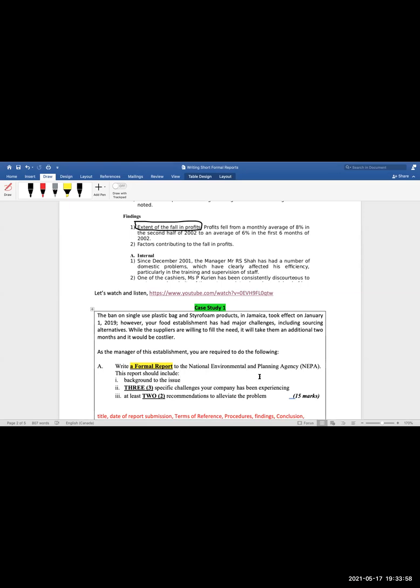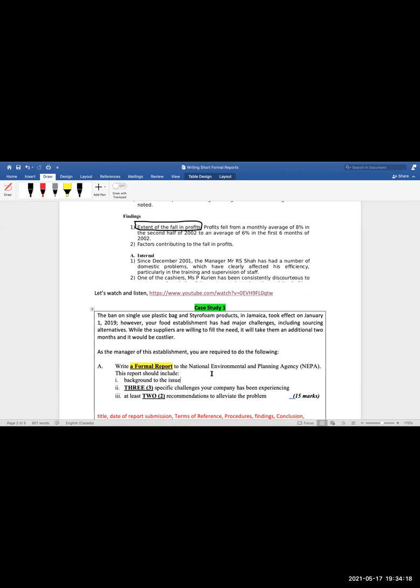Remember, you don't have to know the actual person's name. Under exam condition, you make up some of these things. You don't need to know the actual person's name. But who would you be addressing it to? If you're sending a formal report to NEPA, it would be the executive director.